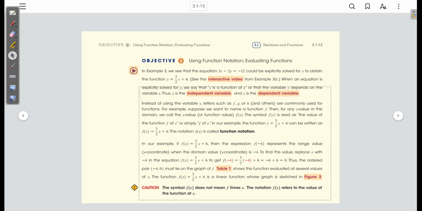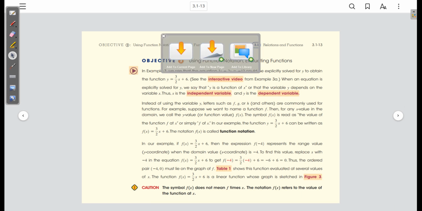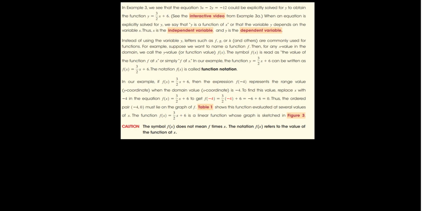So this looks like a lot to digest. It reads, in example 3, we see that the equation 3x minus 2y is equal to negative 12 could be explicitly solved for y to obtain that function, and that's what we did. When an equation is explicitly solved for y, we say that y is a function of x, or that the variable y depends on the variable x. So what does that mean? The variable y depends on the variable x, and of course this leads into independent and dependent variables.